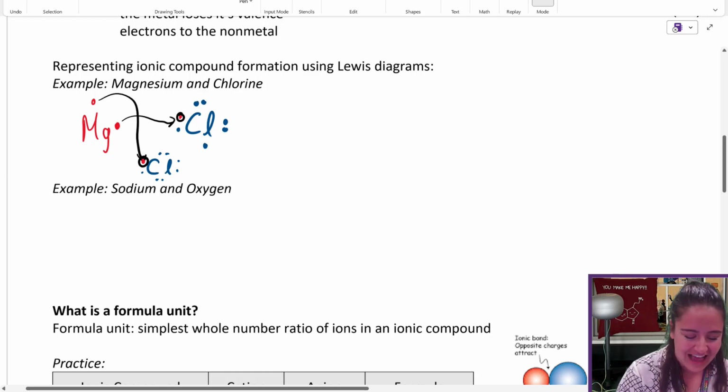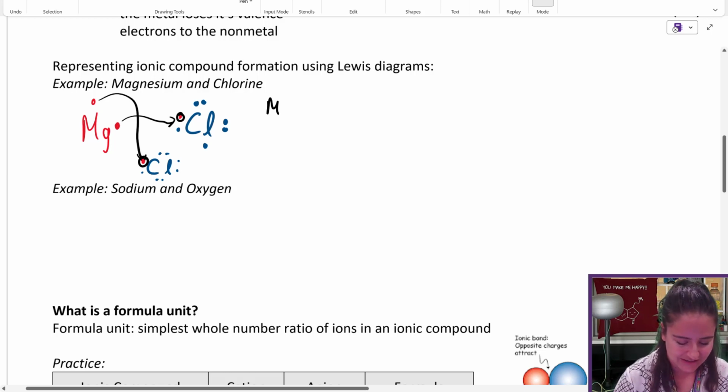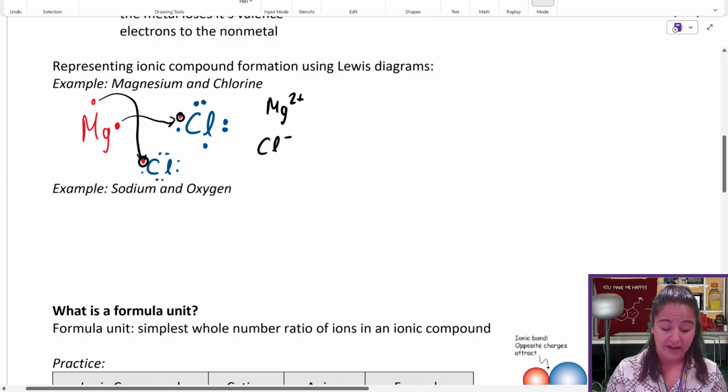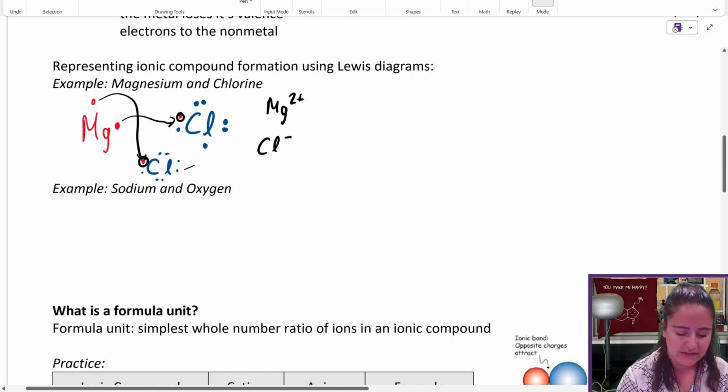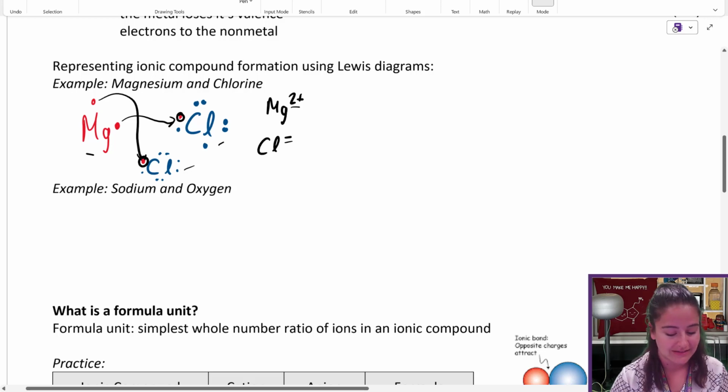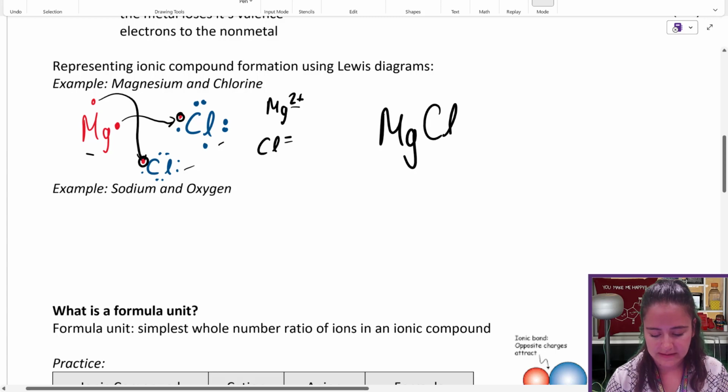When Mg loses those 2 electrons, it becomes that Mg2+. When chlorine gains one, it becomes that chlorine 1-. So you can see their ion formation there. And you can also see we needed 2 chlorine atoms for 1 magnesium, aka a charge of +2 is balanced out by 2 negative charges, making our formula MgCl2.